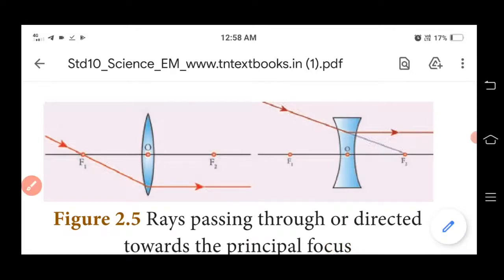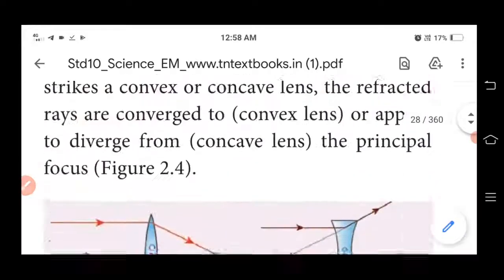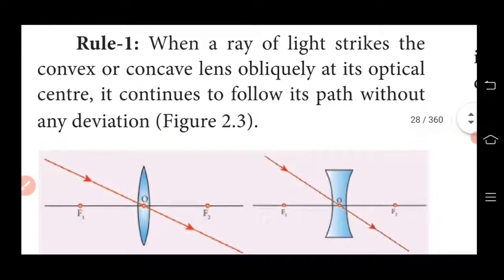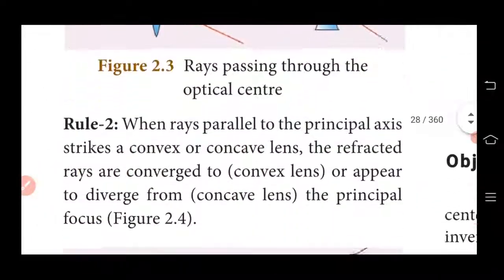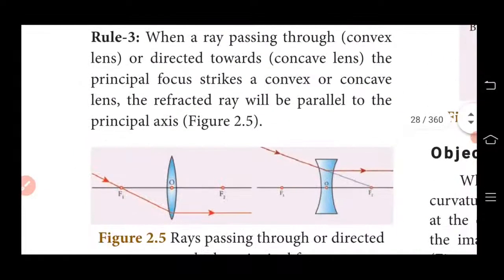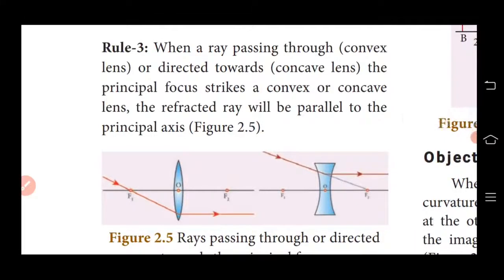Students, these three rules, rule 1, rule 2, and rule 3, are very, very important for your 5-mark question. So you have to draw them once or twice in your classwork note and also write the rules.